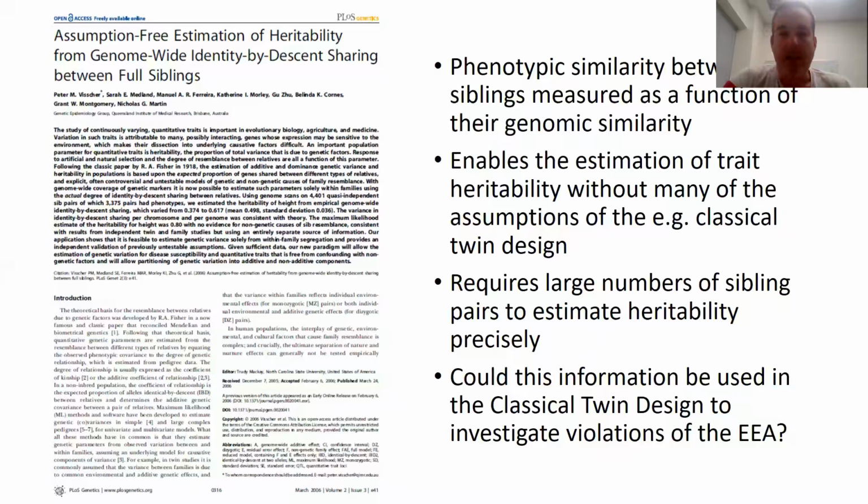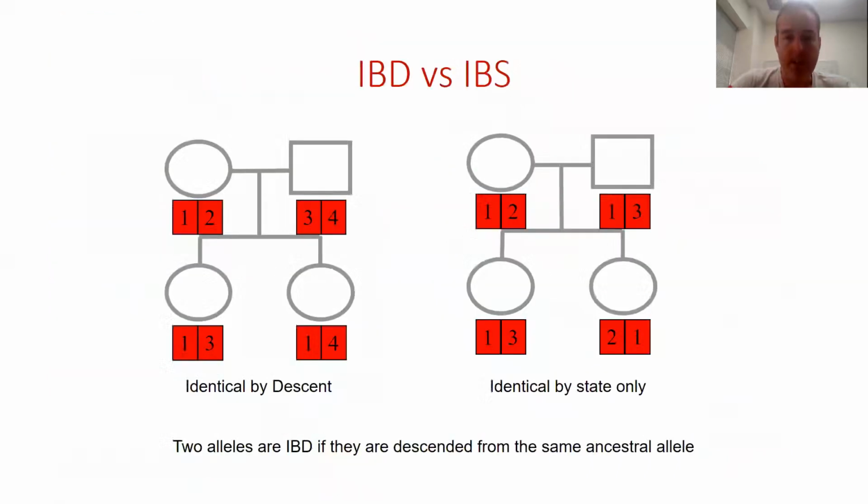The advantage of this approach compared to the classical twin design is that it enables the estimation of trait heritability without many of the assumptions of the classical twin design, in particular, the equal environments assumption. The disadvantage is that it requires large numbers of sibling pairs to estimate heritability precisely. But we were interested in whether we might be able to leverage this idea in order to investigate violations of the EEA in the classical twin design.